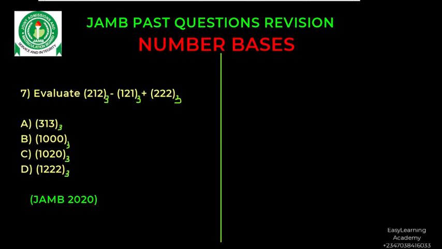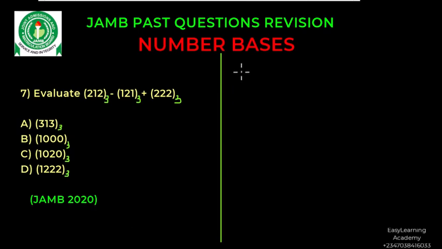All right, so let's have another revision. 2020 JAMB past question, still on number bases. This equation we have to evaluate: 212 base 3 minus 121 base 3 plus 222 base 3. I want you to pause the video and try it so we can compare our answers.